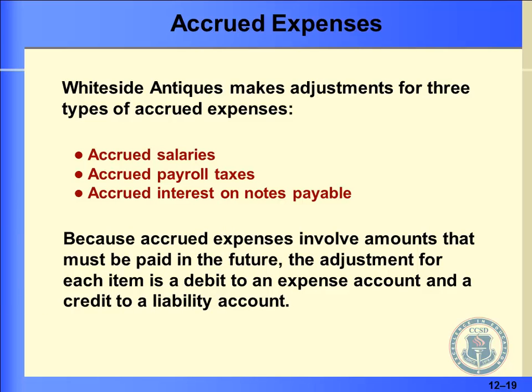Because all these accrued expenses involve amounts that must be paid in the future, the adjustment for each item is a debit to the expense account and a credit to the liability account. Now this is an important accounting concept. Once we expense it, even if it's before we've paid it, because we come to the end of the month. Let's say you're not going to pay your paychecks until the 10th of the month, but they earned for 10 days before the end of the month. You owe them that money in that month, and we need to expense that money in the month that it was earned.